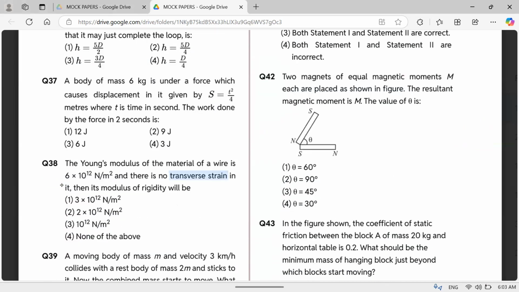42. Does anyone remember the formula? This is just the parallelogram law of vector addition. Magnetic field is always from which pole to which pole? South pole to north pole. Magnetic moment is also from south pole to north pole. Two magnets of equal magnetic moment are placed as shown. The resultant will be equal to how much? When these two sides are equal, what is the value of theta?